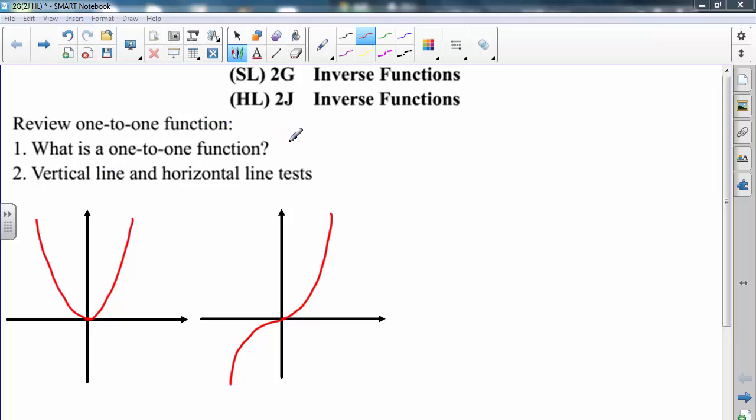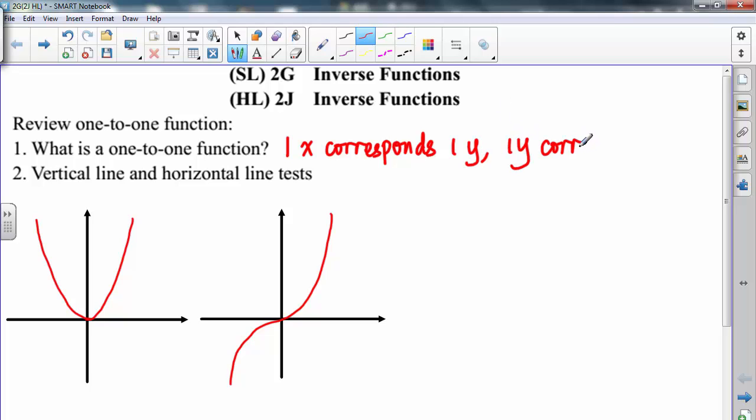A one-to-one function means one x corresponds to one y. Vice versa, one y only corresponds to one x.